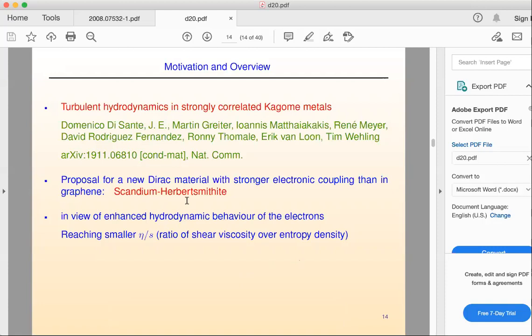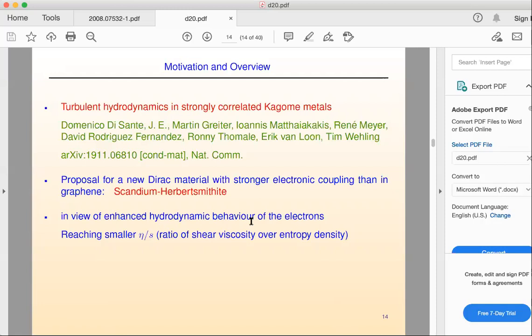Okay, the reason why we are interested in this is in view of enhanced hydrodynamic behavior of electrons. For quite a while now, people have been interested in modeling the electrons in a solid as being described by a hydrodynamic fluid. And this has worked very well for many other strongly correlated systems, for instance, for the quark-gluon plasma in nuclear physics. And then the question is, can we also do something like this for electrons in a solid?